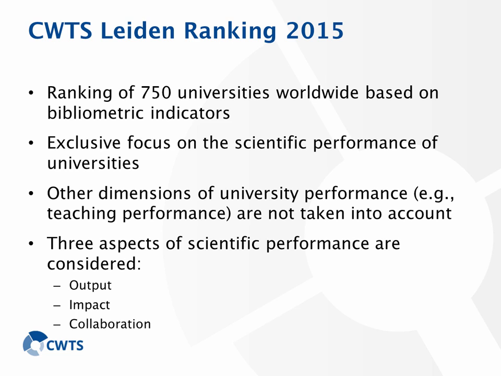Three aspects of the scientific performance of a university are considered in the Leiden Ranking. These are output, impact and collaboration. Statistics on these three aspects of scientific performance are calculated by counting publications, citations and co-authorships.